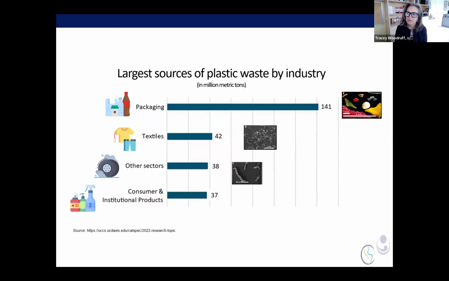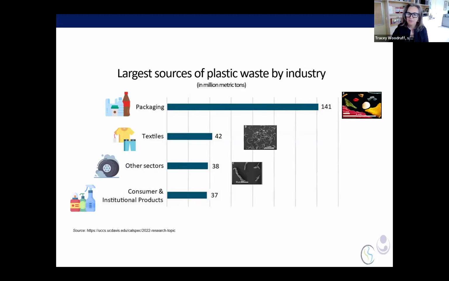I think the other important component of thinking about microplastics and exposures is that microplastics are used not only in single-use plastic and plastic packaging and plastic materials, but, and this was eye-opening for myself working in this area starting several years ago, certainly packaging is the largest source of plastic waste by industry, but also textiles, so clothing made from plastics. Other sectors include tire wear, which is an important source of microplastics in the air, and then other consumer and institutional products.